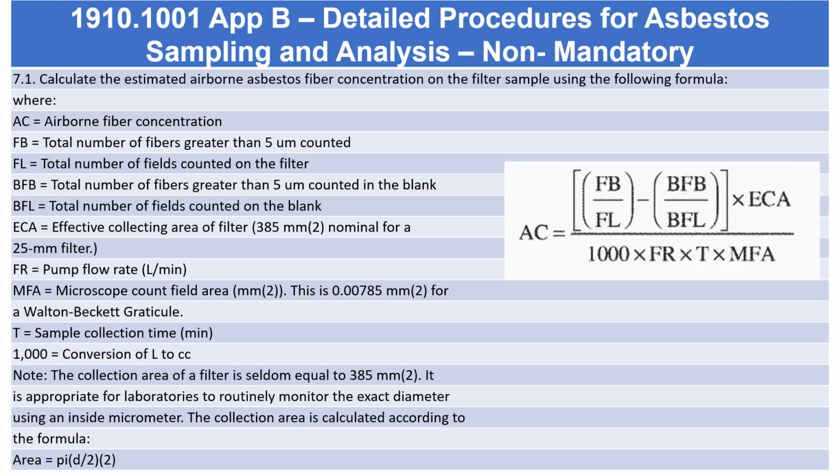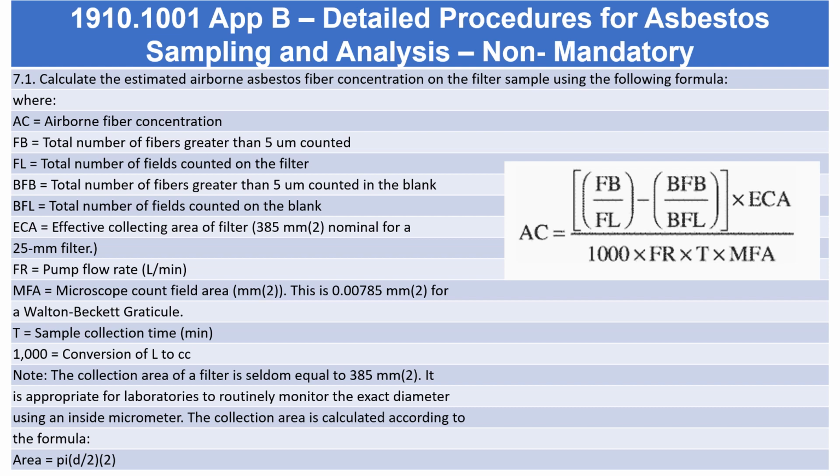7.1. Calculate the estimated airborne asbestos fiber concentration on the filter sample using the following formula, where AC equals airborne fiber concentration, FB equals total number of fibers greater than 5 counted, FL equals total number of fields counted on the filter, BFB equals total number of fibers greater than 5 counted in the blank, BFL equals total number of fields counted on the blank, ECA equals effective collecting area of filter, 385 mm², nominal for a 25 mm filter. FR equals pump flow rate, L/min, MFA equals microscope count field area, mm².